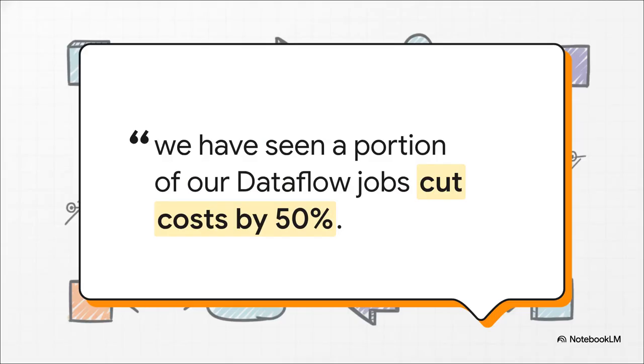And hey, you don't have to take my word for it. Check out this quote from an engineer at Spotify. They cut their costs by 50% on some jobs. And get this, because of that one simple change, 7 of their downstream systems also became cheaper to run. That is some powerful proof of the kind of impact this choice can have at scale.